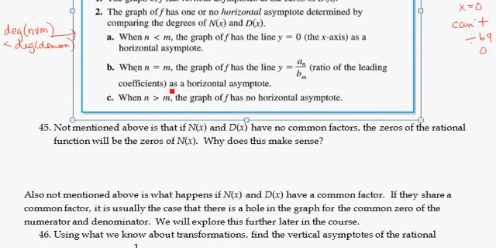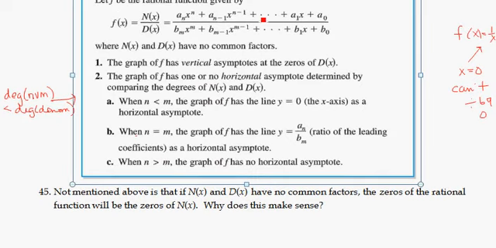Now, not mentioned in this box that I took from the book is that if n of x, the numerator, and d of x, the denominator, have no common factors, then the zeros of the rational function will be the zeros of the numerator. We talked about what happens for the zeros of the denominator, but what about the zeros of the numerator? If you have a place where the numerator is 0 and you're dividing by some other number, 0 divided by that number gives us 0. So a 0 in the numerator polynomial gives us a 0 of the rational function.